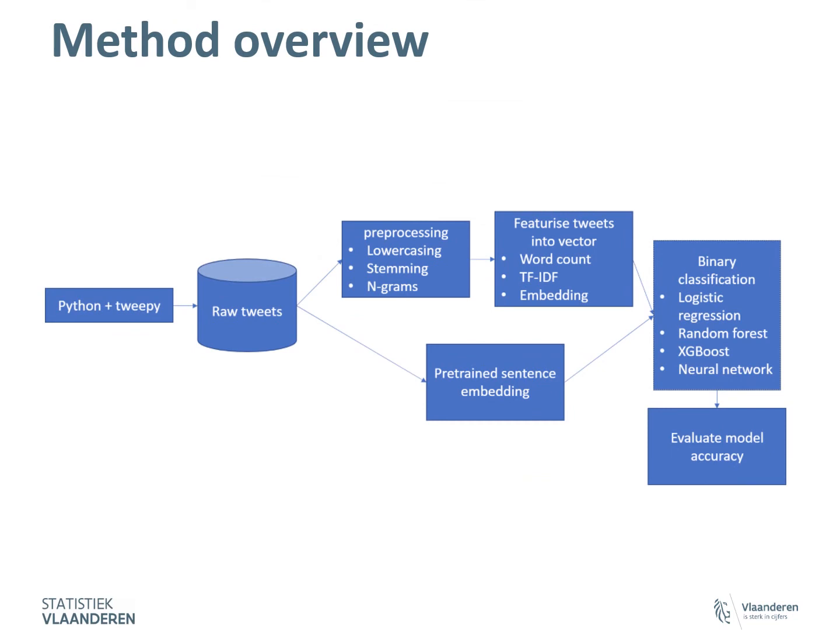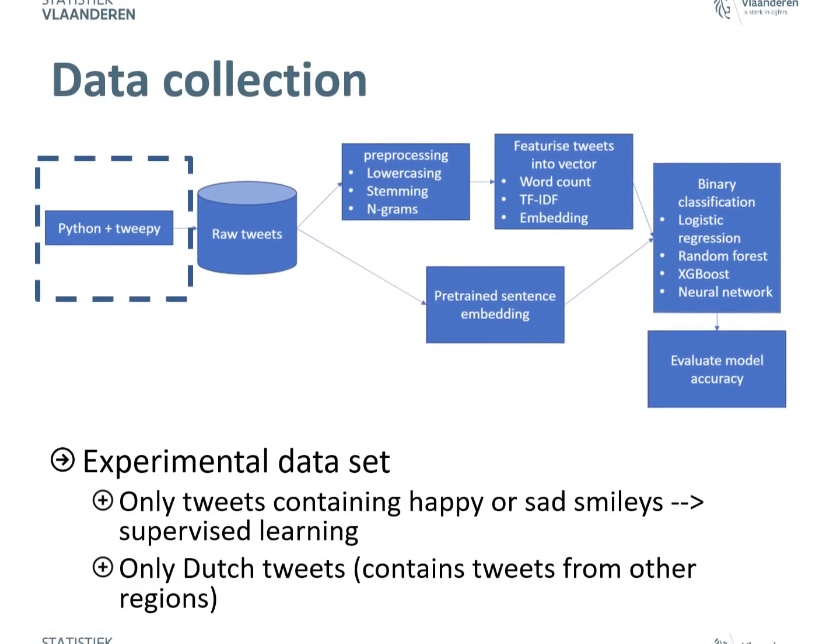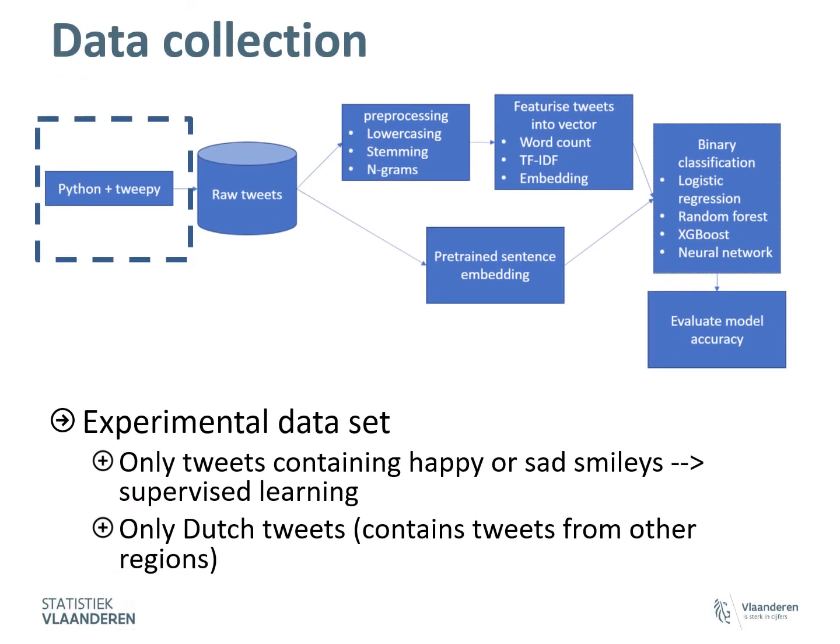On this slide, you can see an overview of the followed methodology in our experiments. We start with the creation of an experimental dataset using Python and the Python library TweetPy, which makes it really easy to communicate with the Twitter developer API. We only select tweets containing happy or sad smileys to circumvent the need for a labeled dataset. We assume that tweets containing a happy smiley will be tweets of positive sentiment, and tweets containing a sad smiley will be tweets with a negative sentiment.